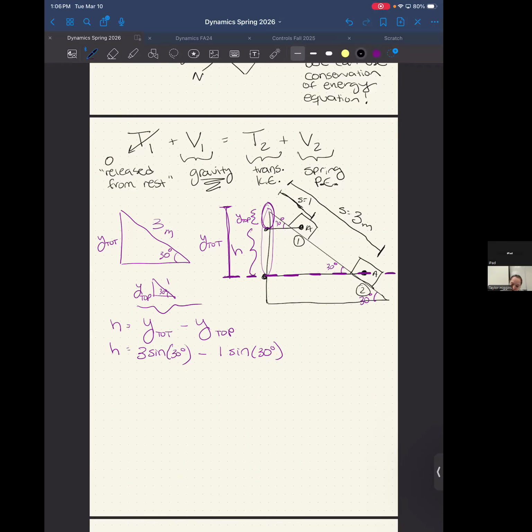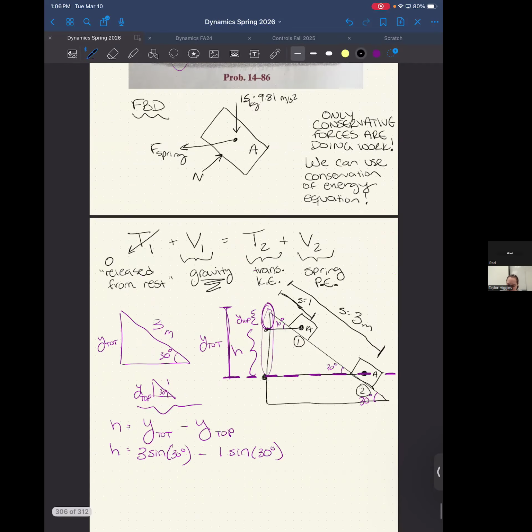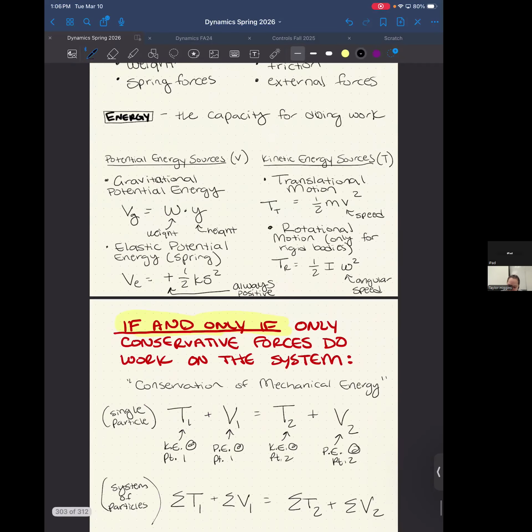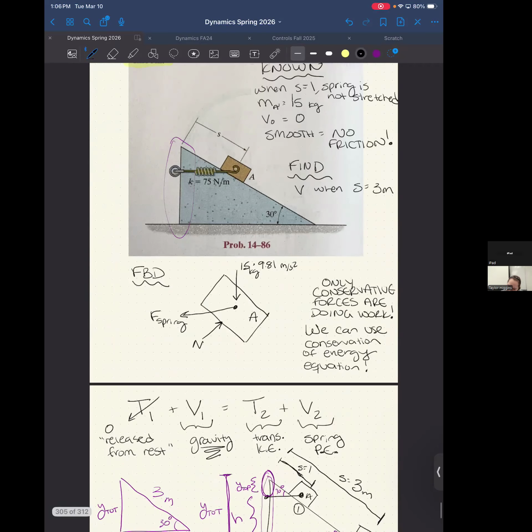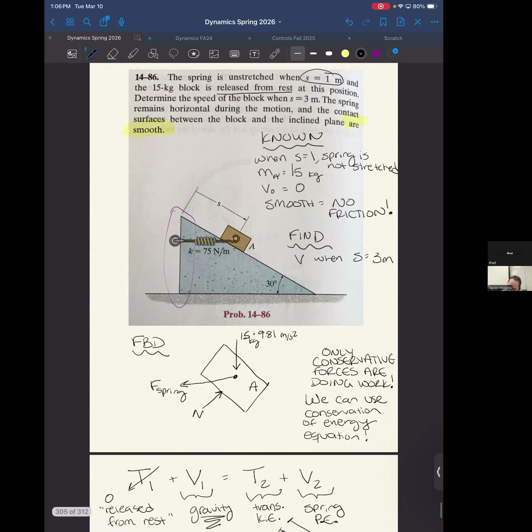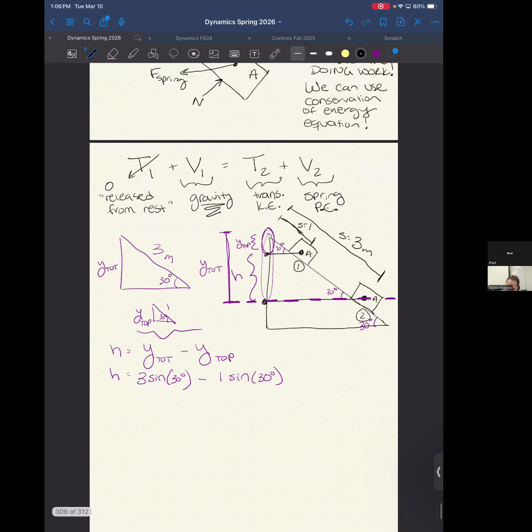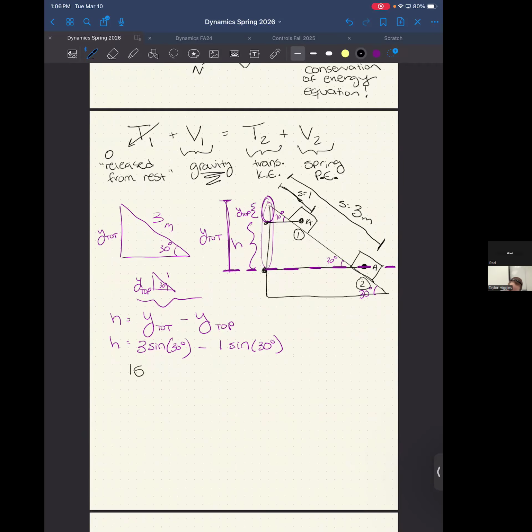Okay, so our initial gravitational potential energy, if we go back to our gravitational potential energy, we should have the weight times the height. The weight of this thing is 15 times g. And that's the full left-hand side. That's my V1. Okay.